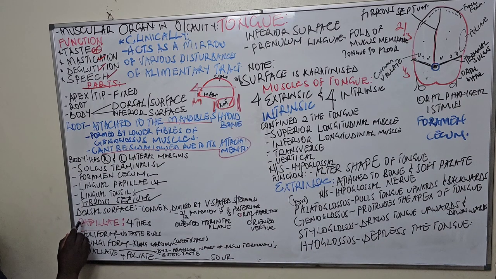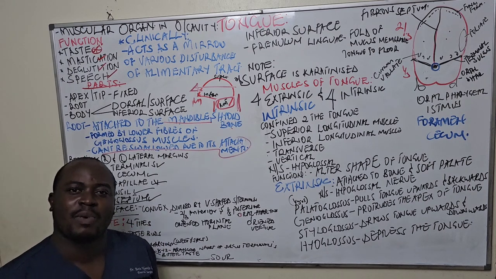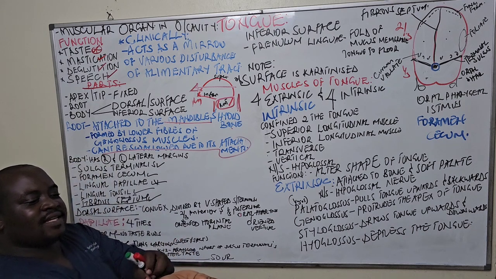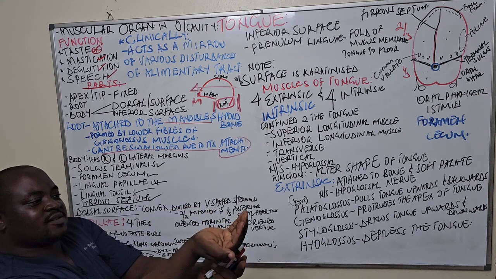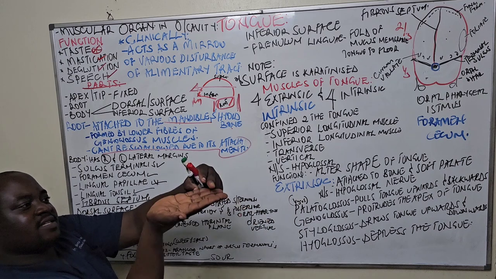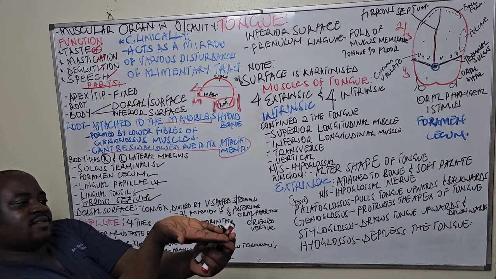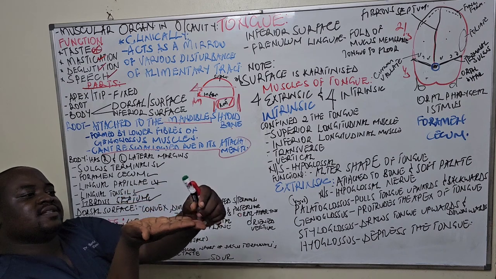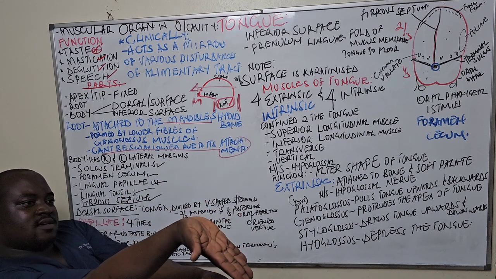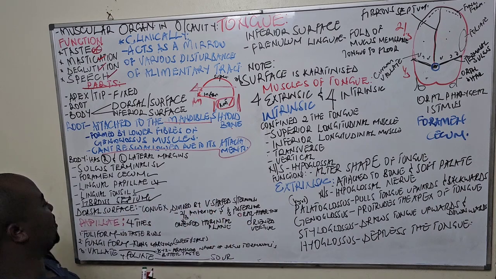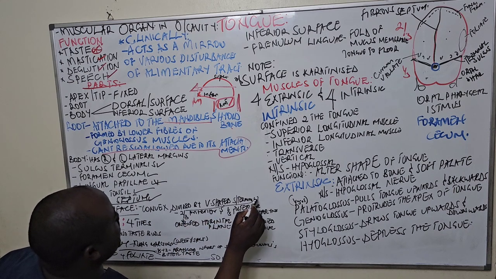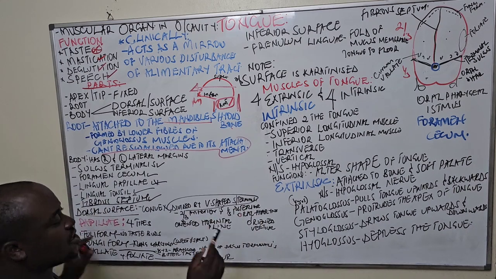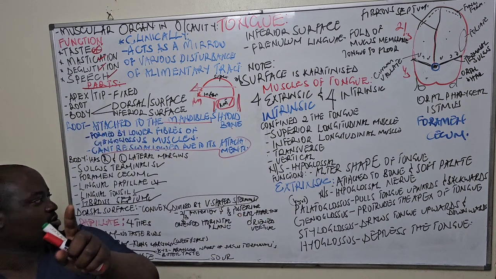Still, we are saying the dorsal surface is convex. What does it mean by convex? Convex means the tongue is convex like this. It is not in such a form. It is convex, like you see my palm. It is convex, not having a depression here. It's divided into two by the V-shaped sulcus terminalis or terminal sulcus.